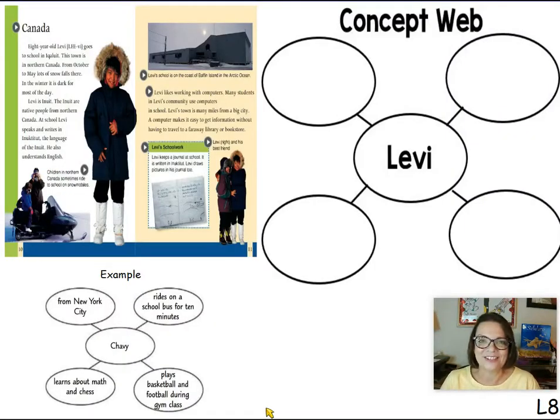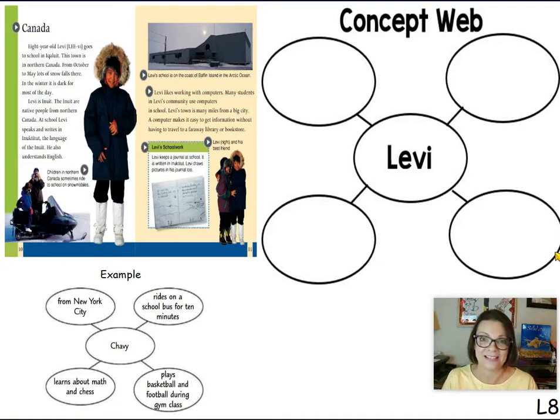Okay, boys and girls, we've now come to the page where we're going to do our own concept web, and we're going to do this together. So I would like you, on your journal, to draw a picture of a concept web. You'll need to draw one big circle in the middle and write the word Levi. Then in each of the corners on your journal, go ahead and draw 4 more big circles. That is where we're going to put our facts and details about Levi today.